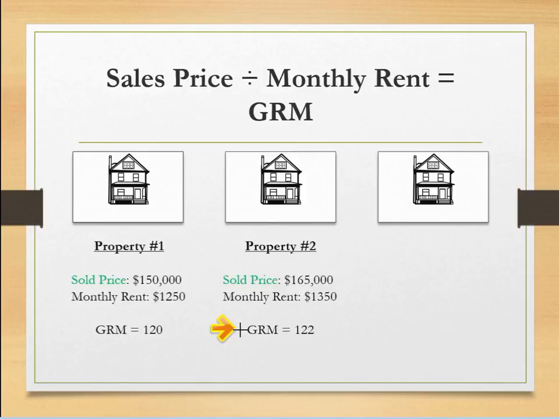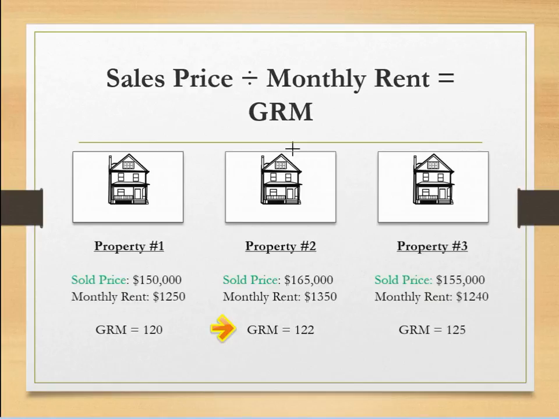So you can already see we're taking all of these numbers, these rents, these sales prices, and we're being able to break them down into an easy method of comparison. Let's look at property number 3. It sold for $155,000. Its monthly rent is $1,240. So if you divide the sales price by the monthly rent, you get a GRM of $125.